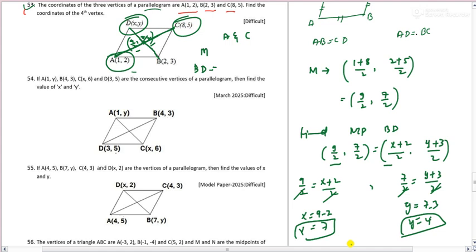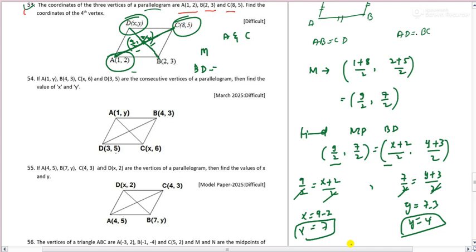So use this method only. Don't go for distance, that will be too difficult. Using this midpoint concept, in just 2 steps you will get the answer. But in the exam, write the formula as well. Don't directly write the answer as I have written here. I'm explaining and writing, but in the exam, you should write the formula, then go through the steps. Understood?